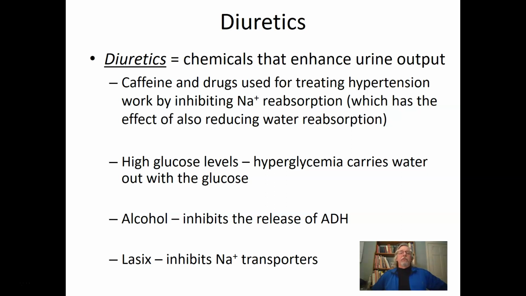The after effects of drinking too much alcohol: you lose a lot of water due to an inhibition of ADH release. And the morning after hangover effect, kind of a dry mouth and things like that, and often headache, can be due to dehydration as well. Finally, another type of diuretic is Lasix, and this is inhibiting sodium transporters. So it has a similar effect to caffeine and hypertension drugs.